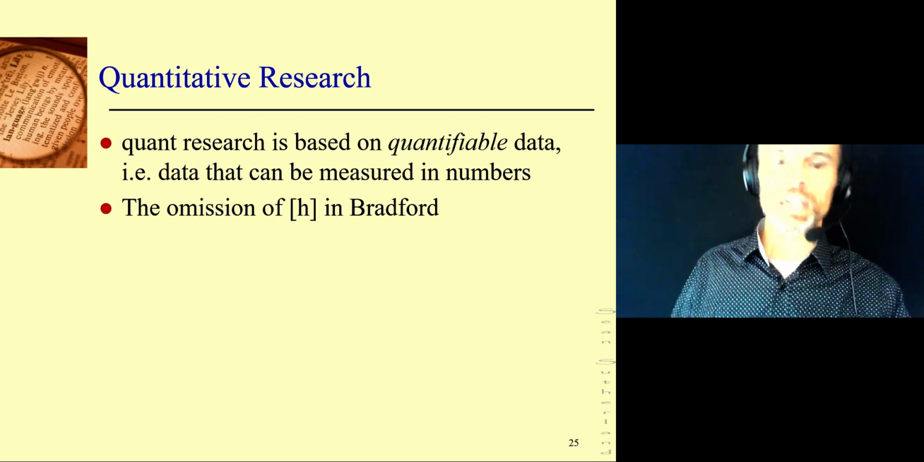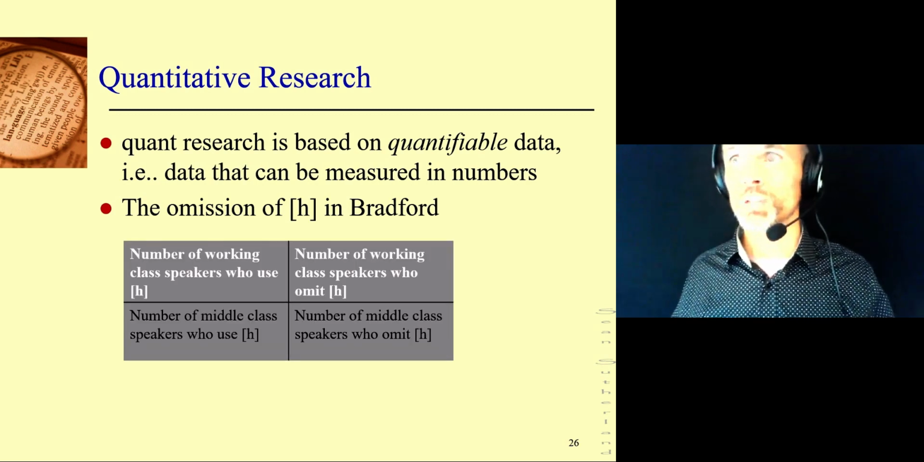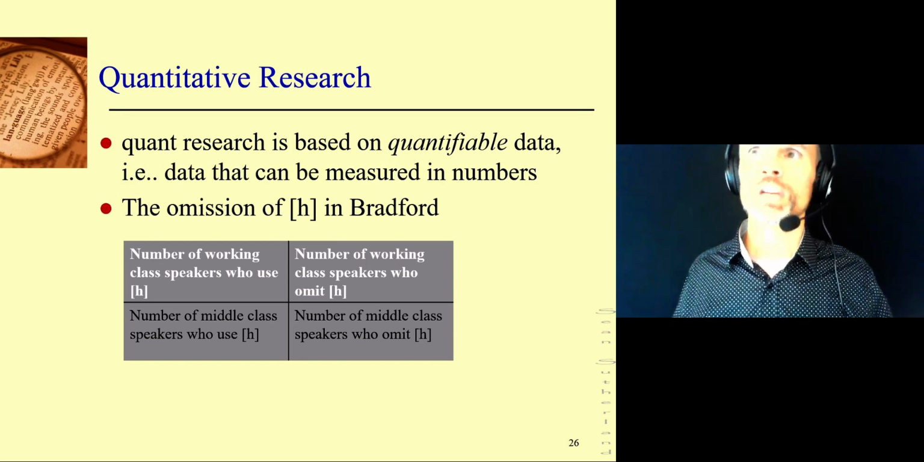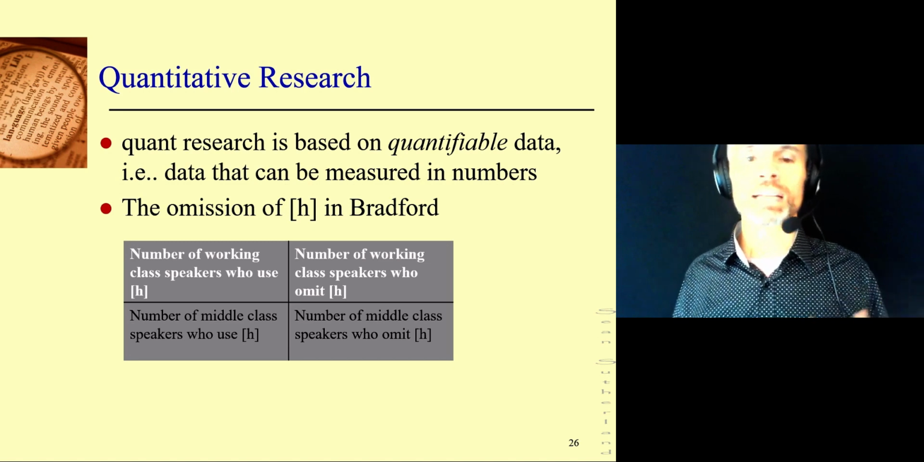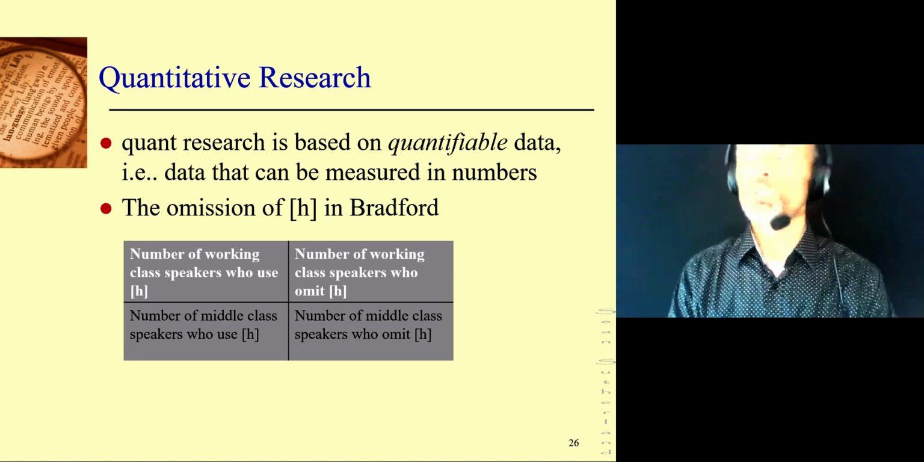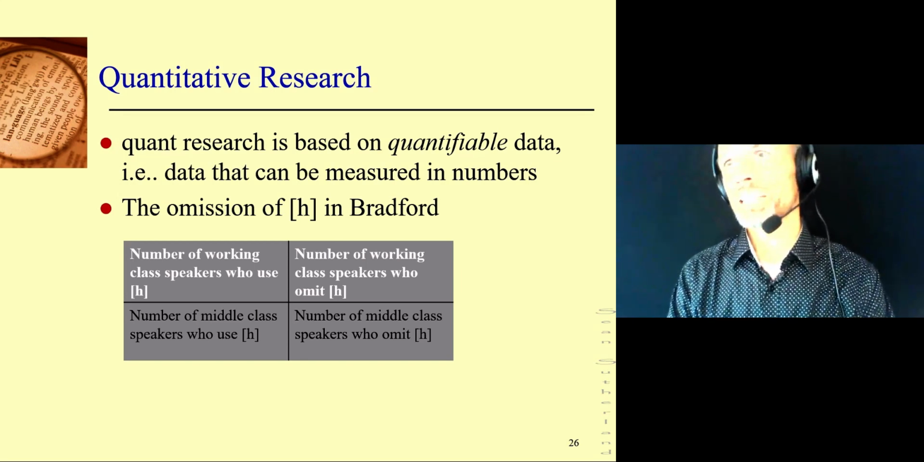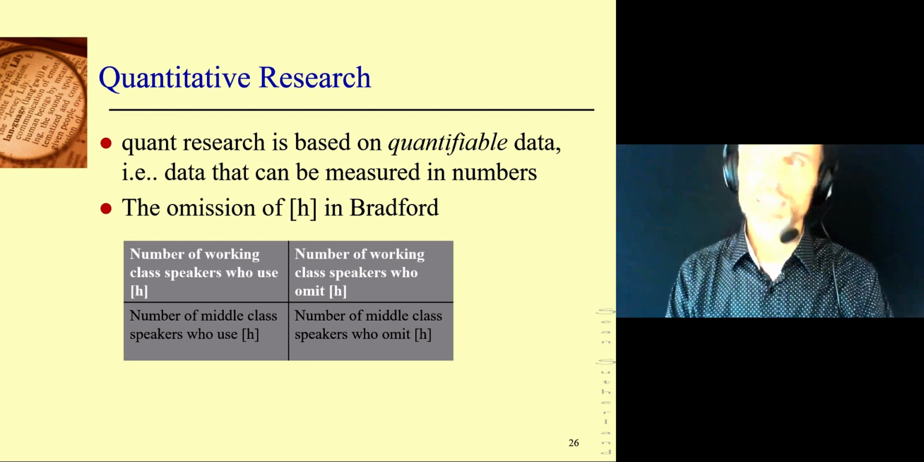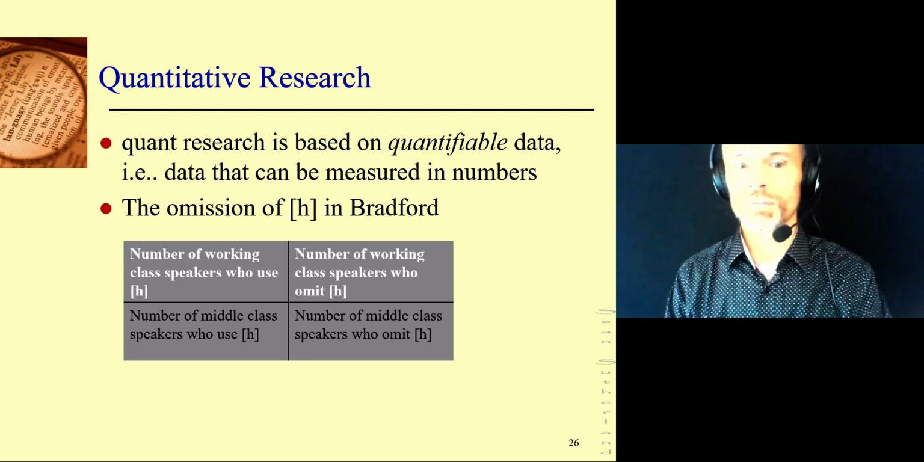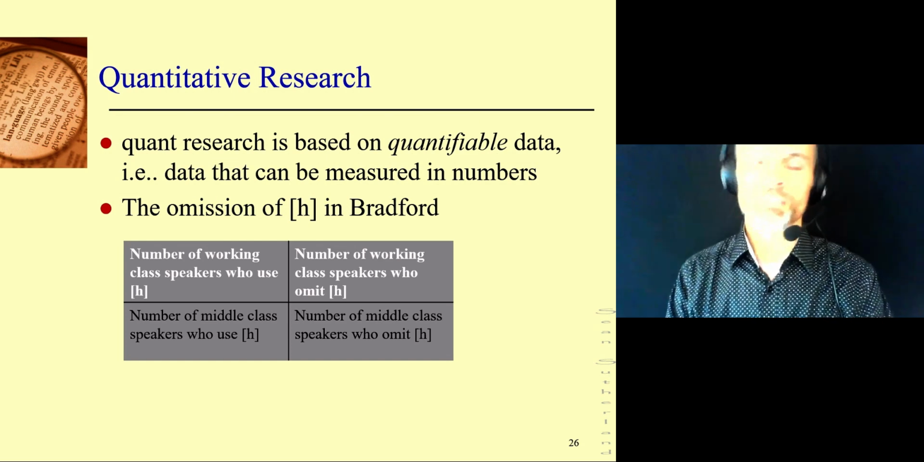You read about the omission of H in Bradford before. Do people say head or ed? Do people say his house or is house, right? And how did they find out which groups of people were more likely to say his, or in which groups were more likely to say is? Well, the researchers made recordings, and then they listened to them, and then they totaled up the number of speakers who said each of them, and they organized them by class, right?